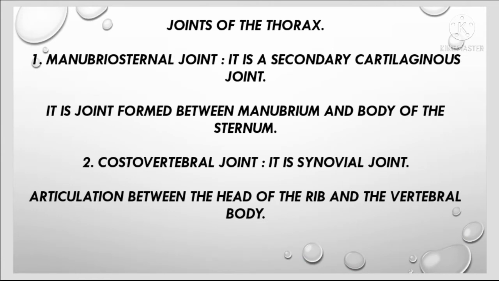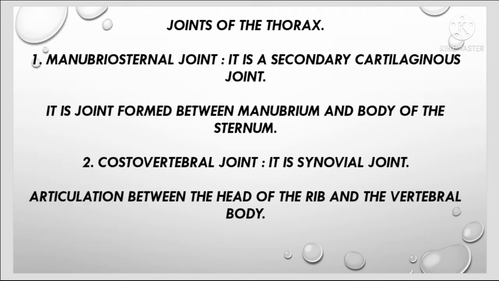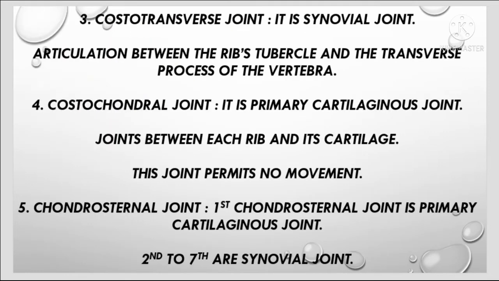Joints of the thorax. Manubriosternal joint. It is a secondary cartilaginous joint. The joint is formed between the manubrium and the body of the sternum. Costovertebral joint. It is a synovial joint. Articulation between the head of the rib and the vertebral body.